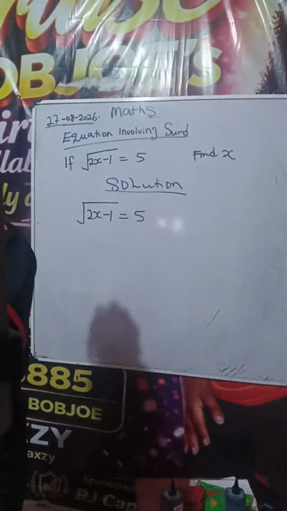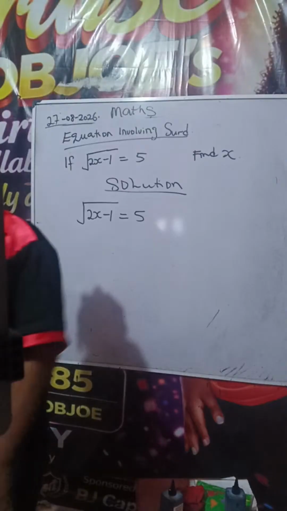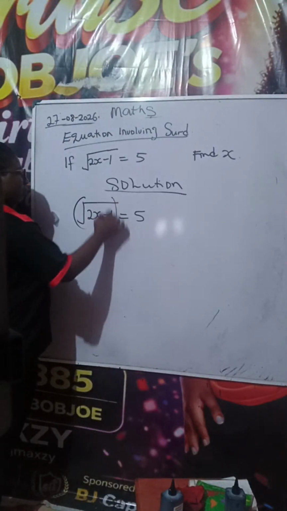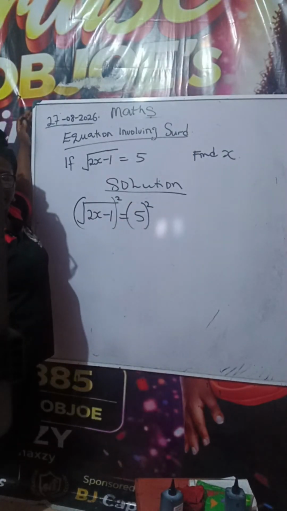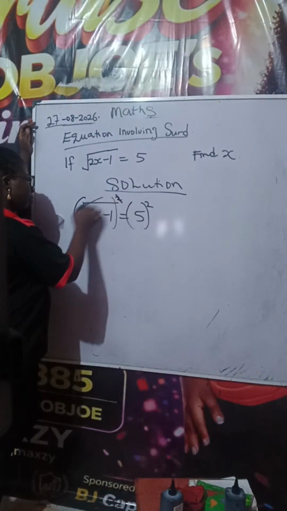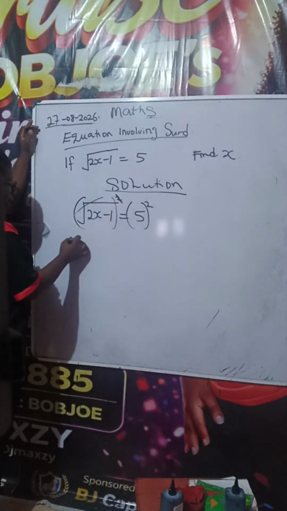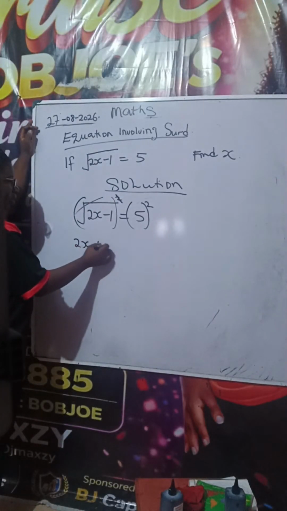So what do you think we are going to do? Thank you very much. Now first is to square both sides. Hear me? So we are going to square both sides. I'll square here, I'll square here. Now this square will remove the root. So I have 2x minus 1 equals to.